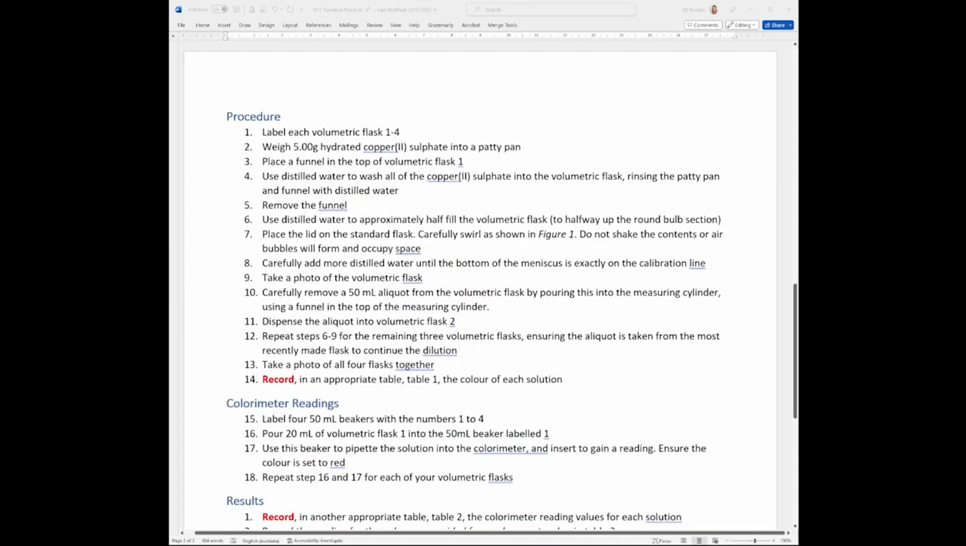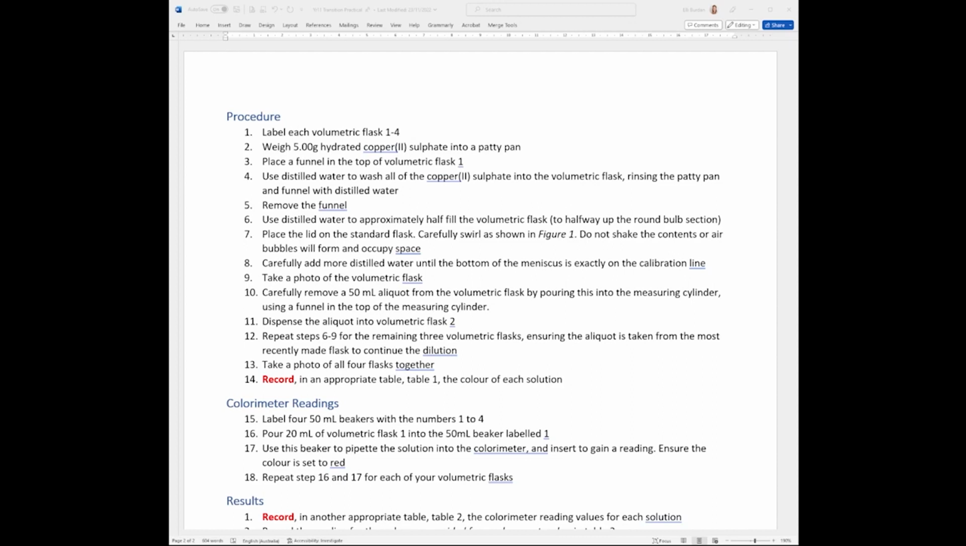Coming down to our procedure, you've got your weighing. You had to make sure that that was pretty accurate when you weighed it. You placed it into the funnel, you rinsed it with distilled water, and you made sure that all of that solid went into the standard flask. You then filled that up, swirled it around, made sure you dissolved everything, and then once it was dissolved, you filled it right up to the bottom of that meniscus line.